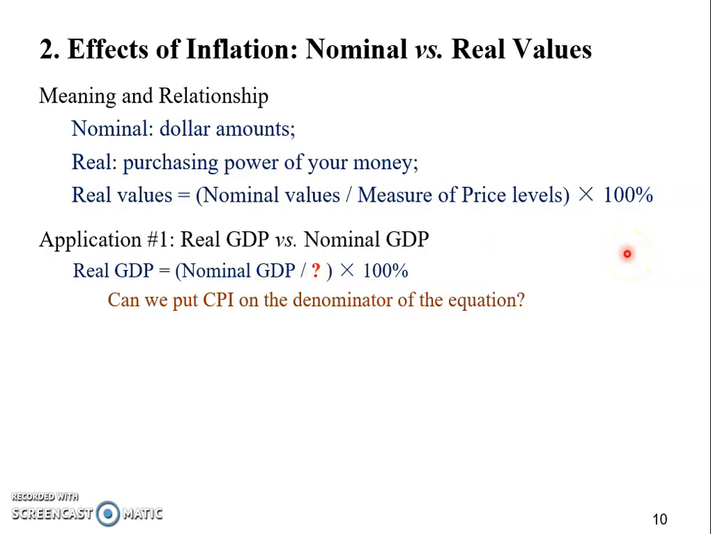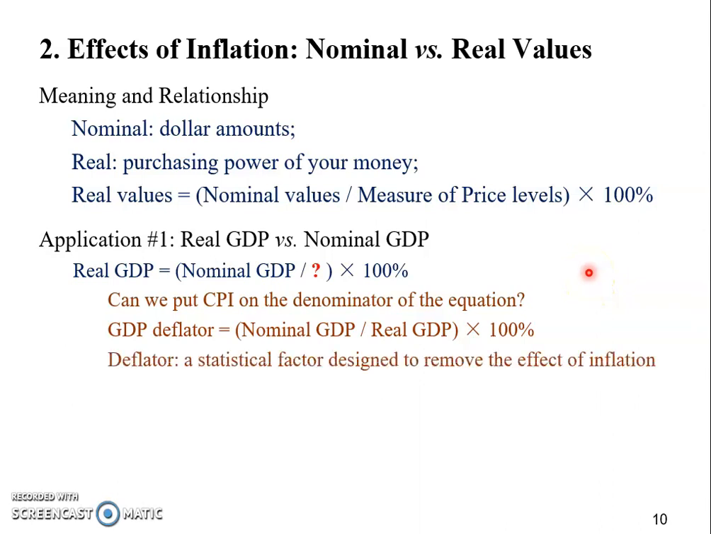So here we introduce another price indicator. It's called the GDP deflator. Mathematically, we move the question mark to the left-hand side of the equation, and we move the real GDP to the right-hand side. So we get GDP deflator equals nominal GDP divided by real GDP multiplied by 100%. Here, the deflator is a statistical factor designed to remove the effect of inflation.